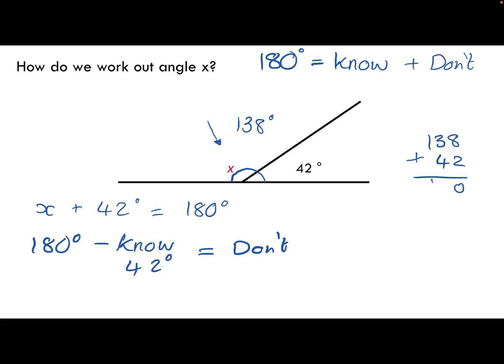So 8 add 2 is of course 10. 3 add 4, or 3 lots of 10 add 4 lots of 10, is 7 lots of 10. Add this extra lot of 10, which is 8 lots of 10, and 1 lot of 100 add nothing is 1 lot of 100, so 180. So we know that is correct.